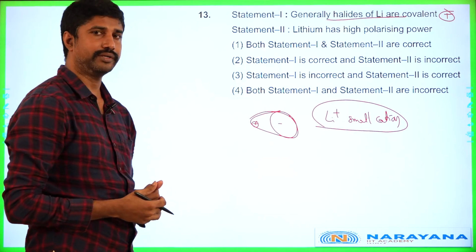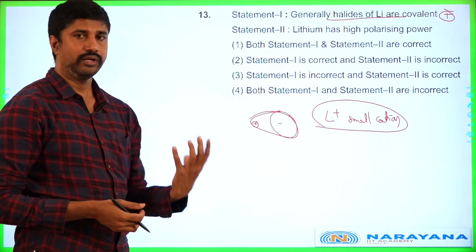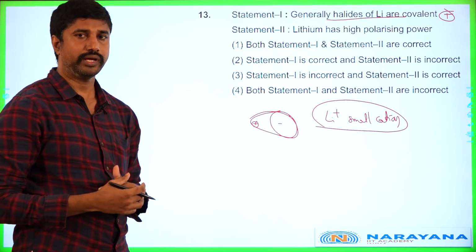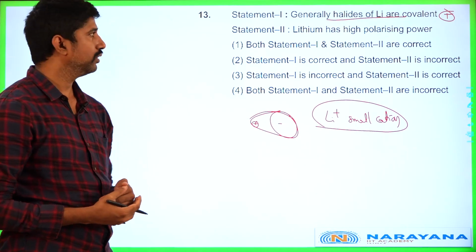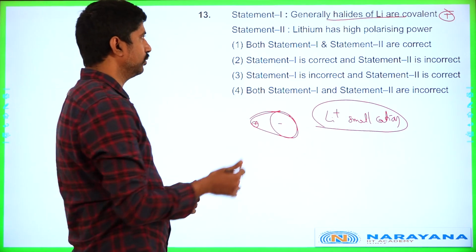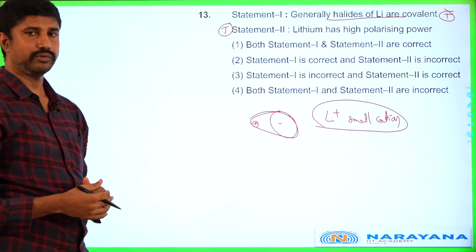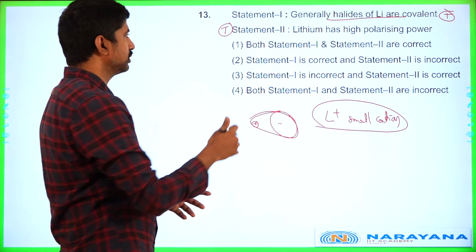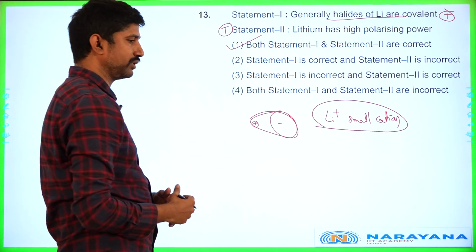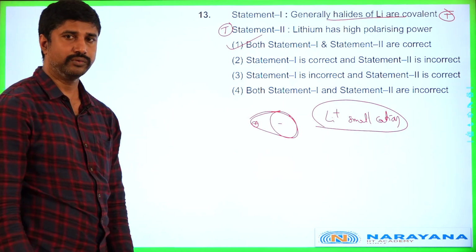That is a true statement. And because of the small cation size, it attracts the anion electron density more. So polarizing power is more for the lithium ion. So statement 2 is also true. So this is a statement based question. Both are true. So we can go with the first option. Both statement 1 and statement 2 are correct.